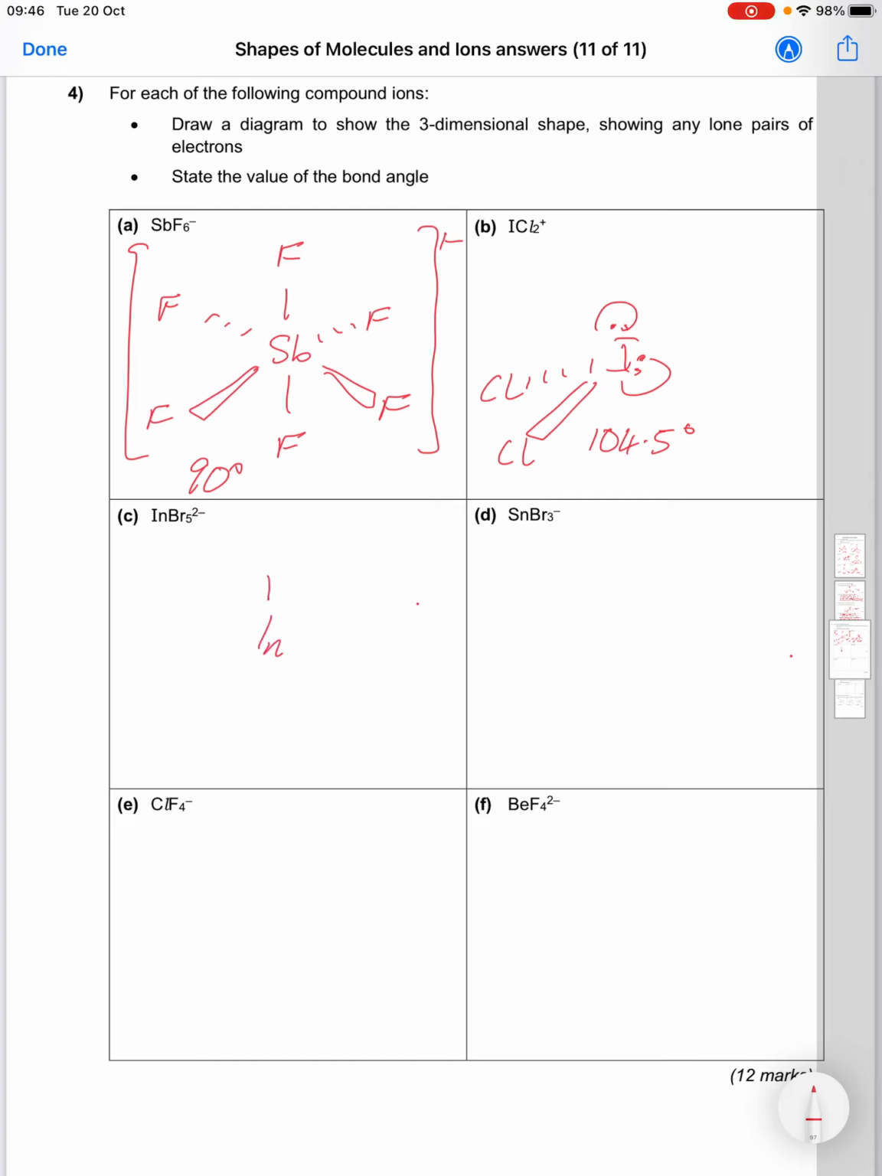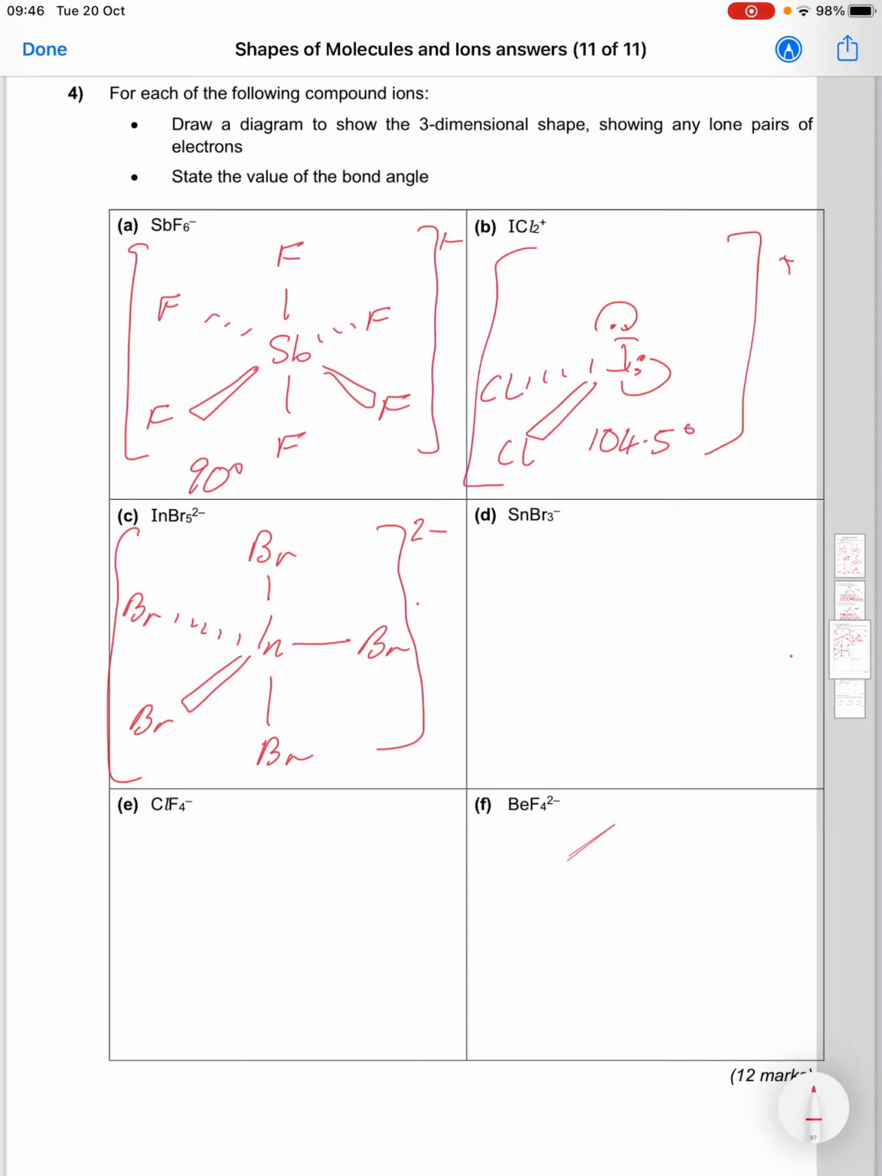So indium, so 1 above, 1 below, to the side, and then I've got a wedge. Bromine there, of course that's a 2 minus charge. Bond angle in this one, so there's 2 bond angles here, there's 90 degrees there and 120 degrees at that point there. Okay, next one, tin bromide.